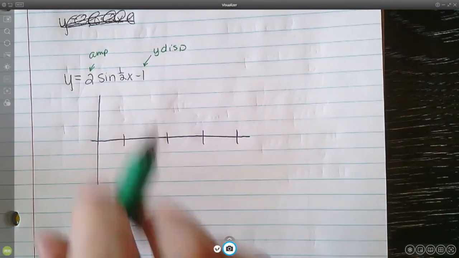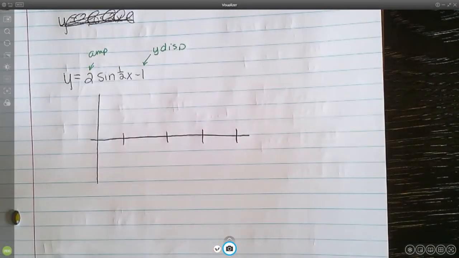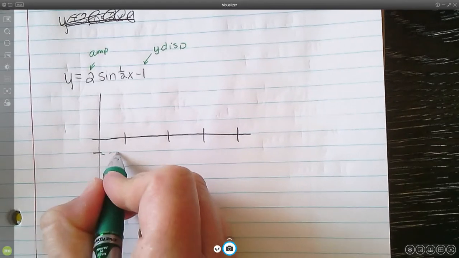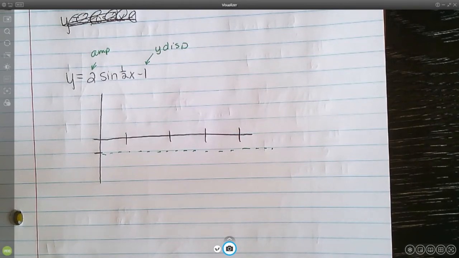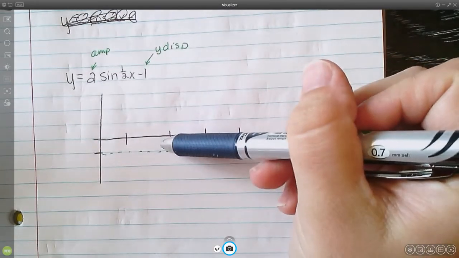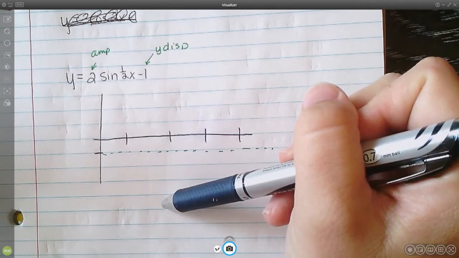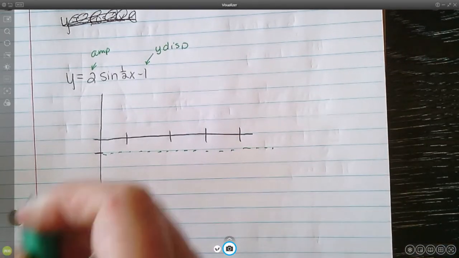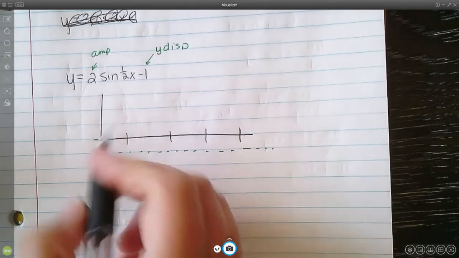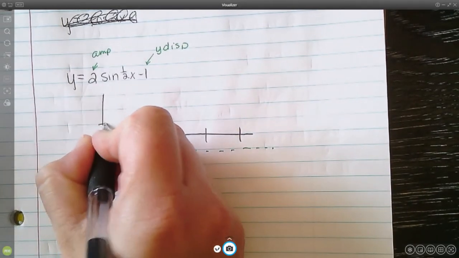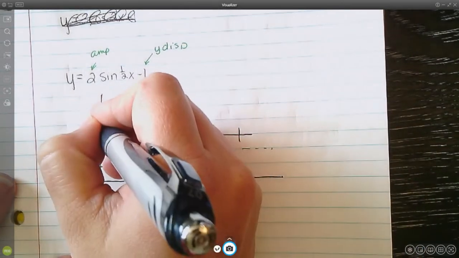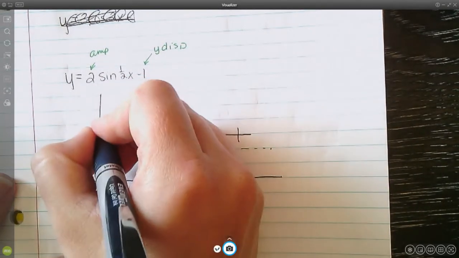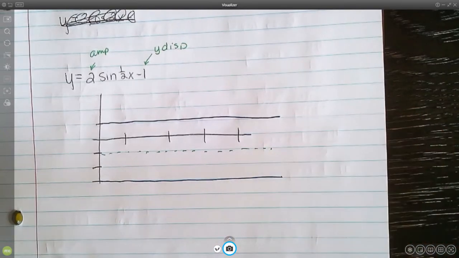So remember, y displacement, this is like your fake x-axis. So here's -1, so we'll draw that in with a dashed line. Your graph will be an even amount on this side and an even amount on this side. And then we have an amplitude of 2, so from here, we're going to go down 2, and we're going to go up 2. Then I like to put these lines in so I know where the bottom of my graph is. And then up 1 from here is where the top of my graph is going to be.